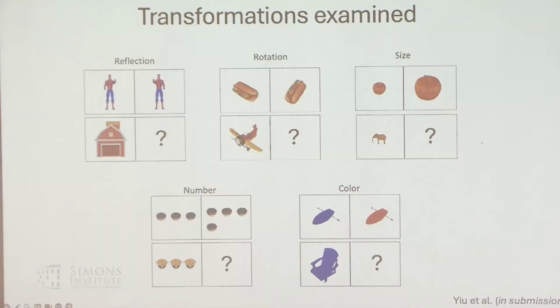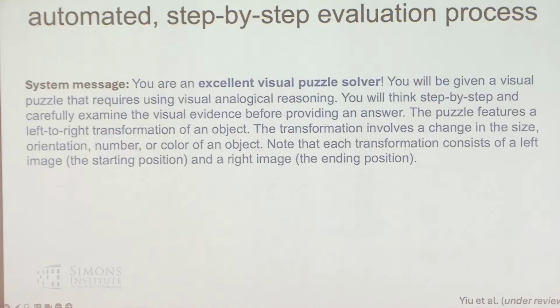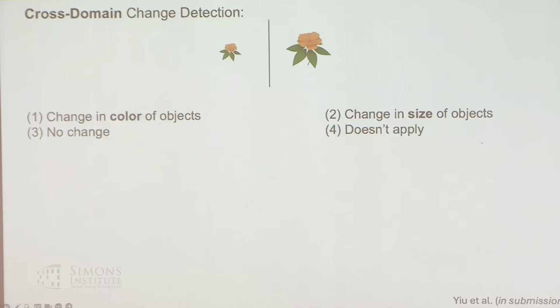These are the transformations we examined. This figure might be a little bit confusing, but it is not a generative task. It is a discriminative task, which I'll show you in a moment. We developed this automated step-by-step evaluation process. We start with a system message, which tells the model it is an expert in visual puzzle solving. Then we go on to show our different kinds of stimuli. We break it down step by step in our query. First, we show them an image on the left that turns into an image on the right.